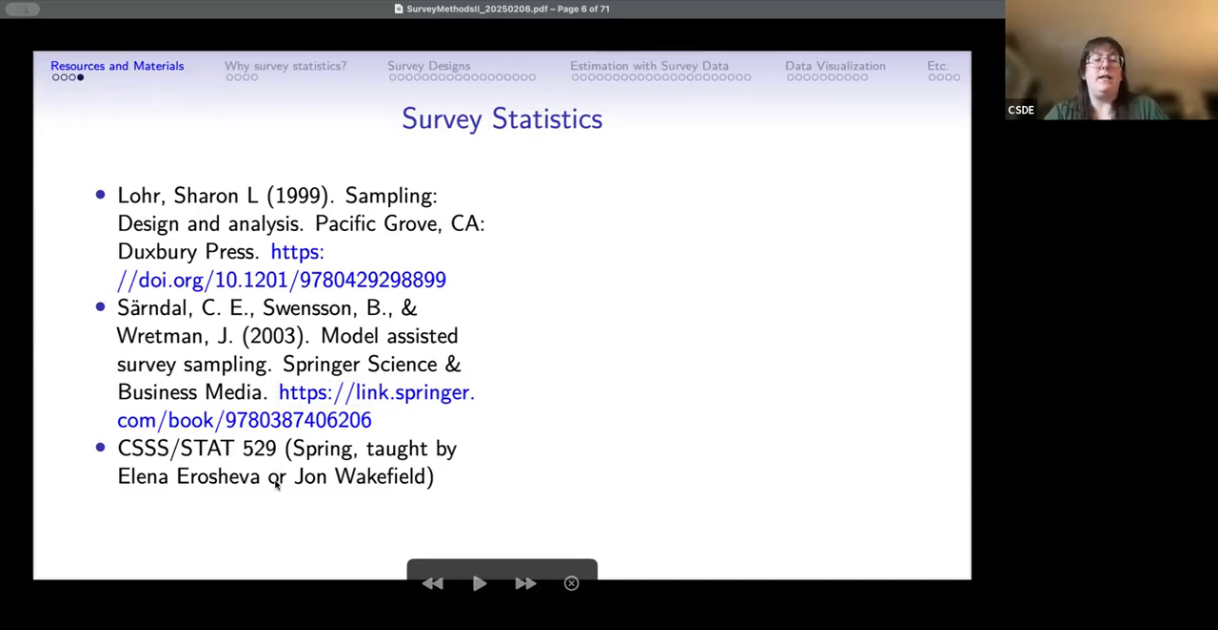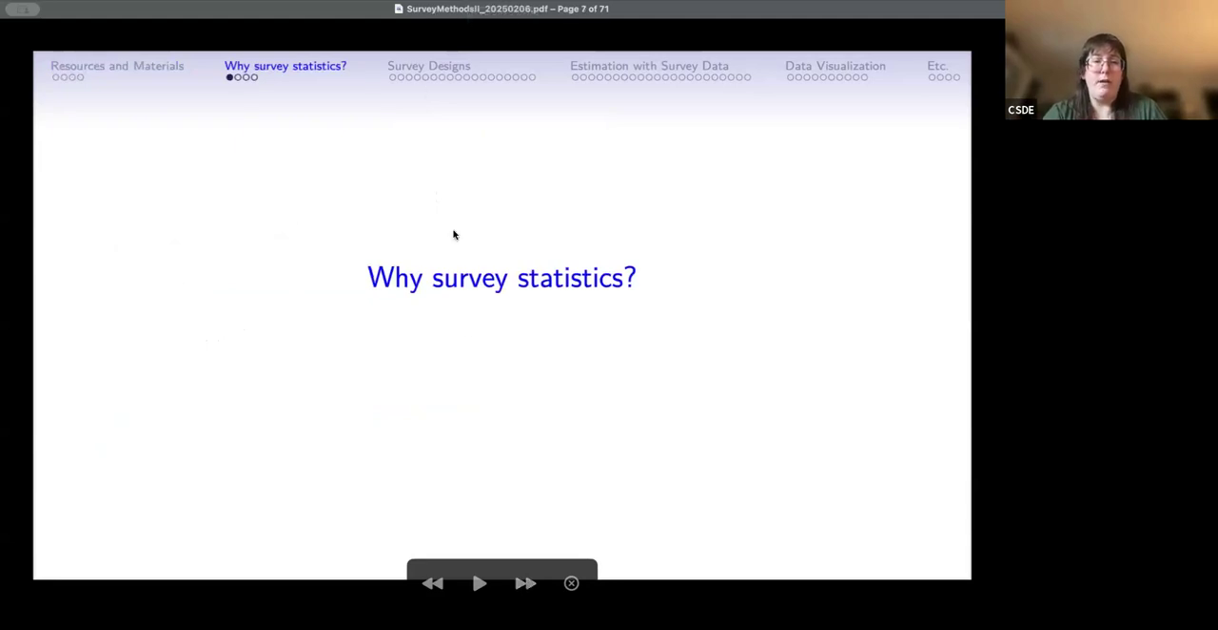If you're at UW and you are a grad student, I would really encourage you to take CSSS Stat 529 if you really know you're going to need survey data, or if you think you want to dig into some of these topics and learn more deeply about them. It's usually taught by either Elena Erosheva or Jon Wakefield, and I think it's offered every 2 years in the spring. So I would check into that if it's something that you're really going to need to know beyond this workshop. Okay.